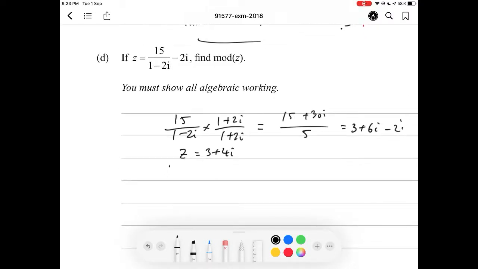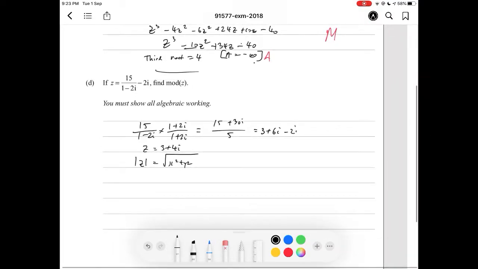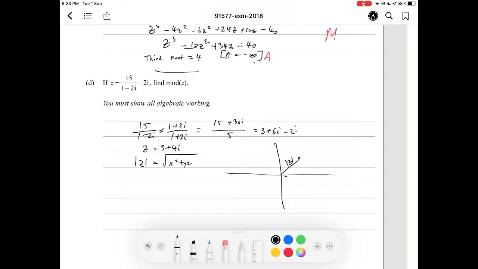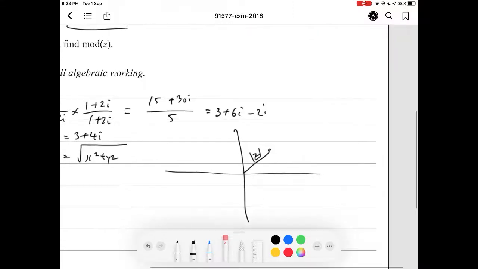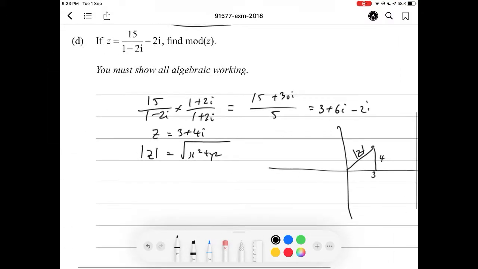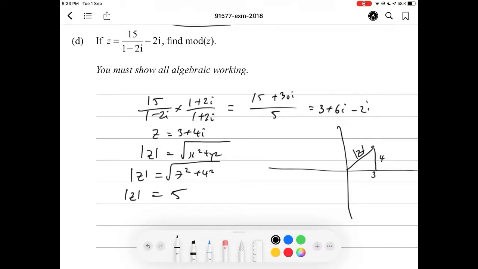We need to find the modulus of z. The modulus of z is equal to the square root of x squared plus y squared. That's because the modulus is referring to the distance from the origin. If you look at the Argand diagram, we have 3, 4 here. So the modulus of z is simply this distance from the origin. We know the x value here is 3 and the y value here is 4. So we can just do a simple Pythagoras theorem here. The modulus of z equals the square root of 3 squared plus 4 squared, and that equals 5. Therefore that is our final answer.